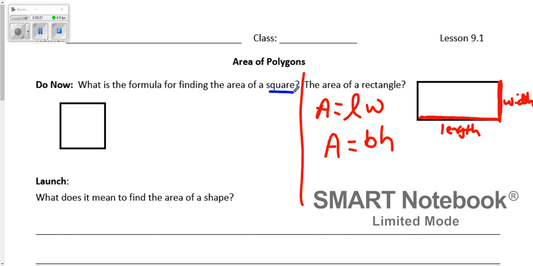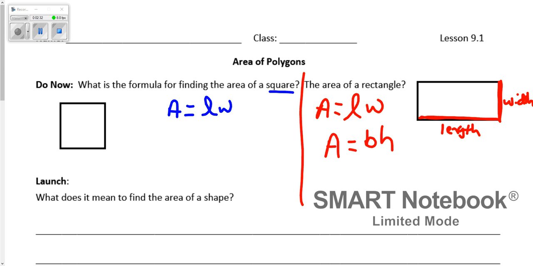A square is a rectangle. In 10th grade geometry, you're going to learn all about the properties of different shapes. And one of the things you'll learn is that the properties that make up a rectangle, a square also has those properties. So it is a rectangle. So we can use the same formula, length times width. Except squares have a very special property. And the very special thing about a square is that all four sides are exactly the same length.